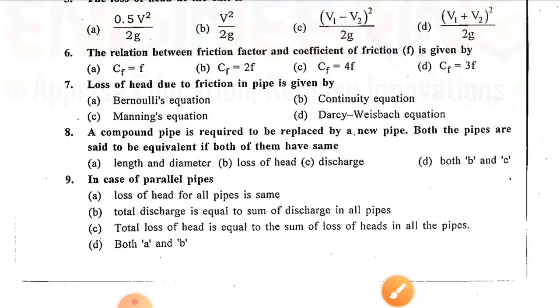Question number 9. In case of parallel pipes, option A, loss of head in all pipes is same. Option B, total discharge is equal to sum of discharge in all pipes. Option D is correct, both A and B.